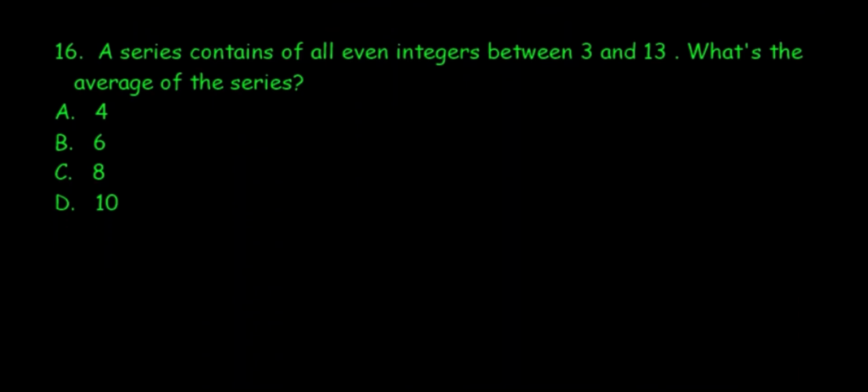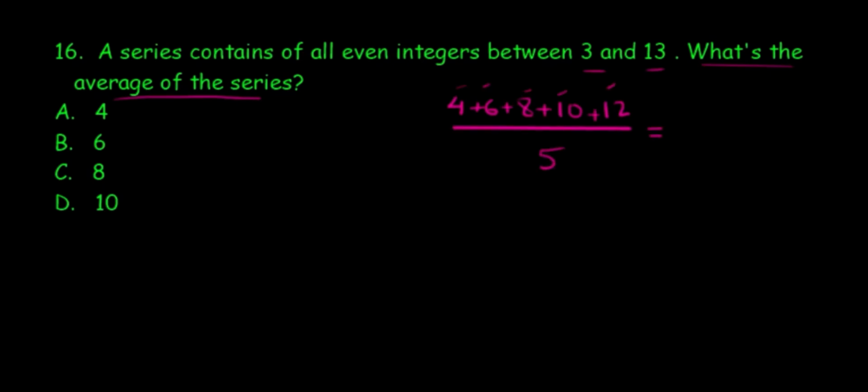A series contains all even integers between 3 and 13. So there are even integers between 3 and 13. What numbers are they, by the way? 3, 4, 5, 6, 7, 8, 9, 10, 11, 12, 13. I can't go past that. What's the average of the series? So they want the average of this. Let's add everything up and divide by how much? 1, 2, 3, 4, 5. Divide by 5. That's the average that they're looking for.